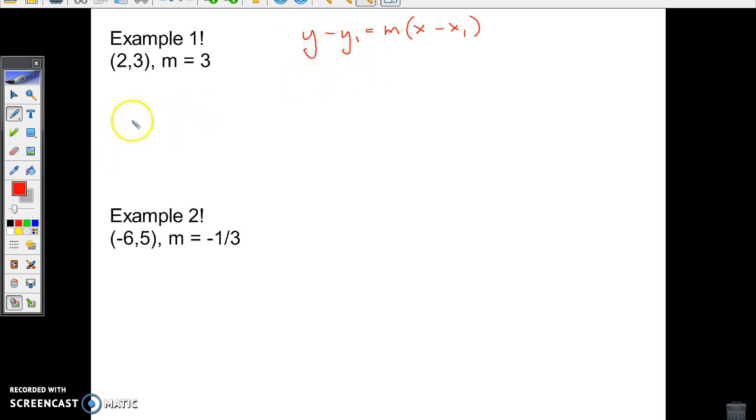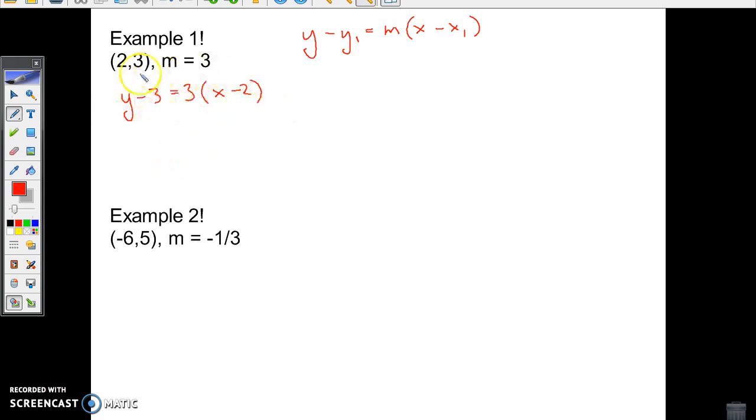Okay? So in this case, example 1, you've got a point at 2, 3, so that's in the first quadrant, 2 over 3 up, and you've got a slope of 3. So that means your rise is 3 and your run is 1. So in this case, y1 is 3. Y minus 3 is equal to 3 times x minus 2. There you go. There's your whole equation.